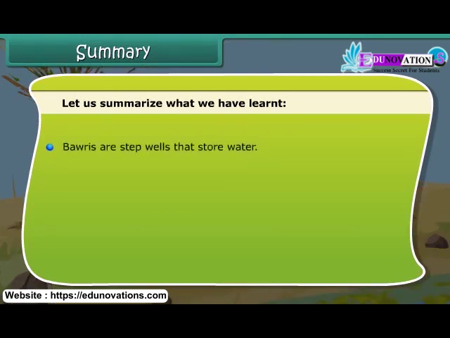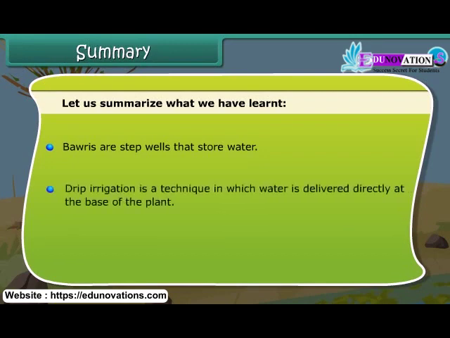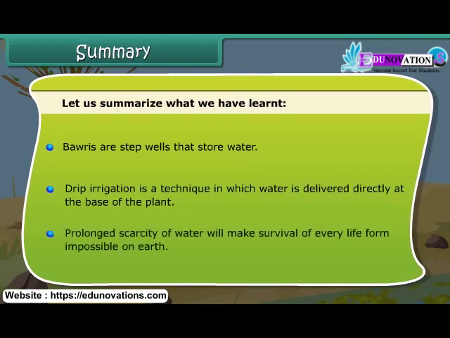Boweries are step wells that store water. Drip irrigation is a technique in which water is delivered directly at the base of the plant. Prolonged scarcity of water will make survival of every life form impossible on earth.